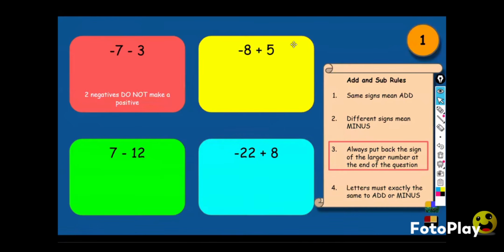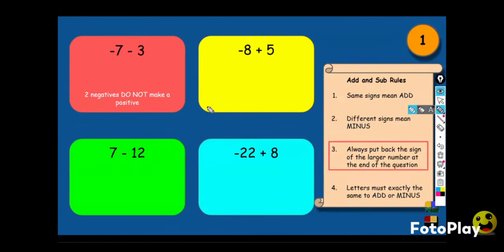Today, you're going to realize that when you're adding and subtracting, 2 negatives do not make a positive. Hear me again. When you're adding and subtracting, 2 negatives do not make a positive. So let's say this is our first question. Let's say you open your exam paper one day, and you see -7 minus 3. This is an adding and subtracting question.